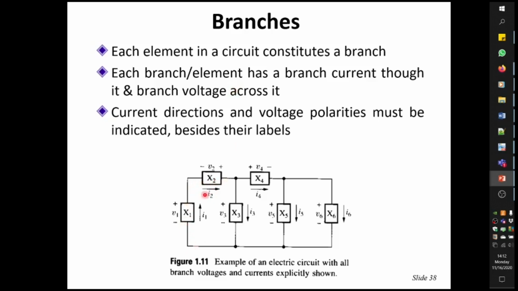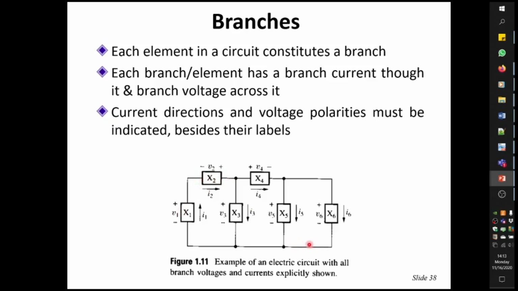Then for this branch here, I2 flows through it. Clearly, because these 2 elements are in series, I1 and I2 are the same. But these are still 2 different branches, and that is why the branch voltage across them would be different. So V2 is different than V1.